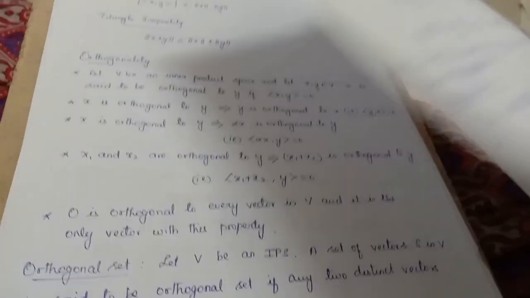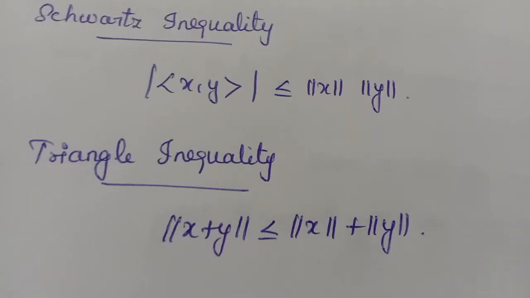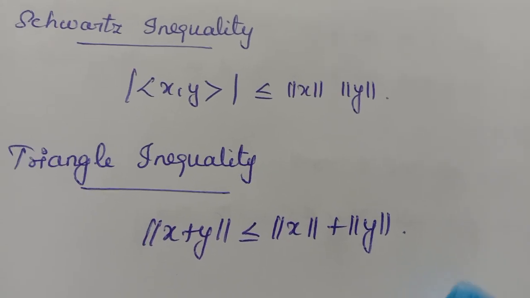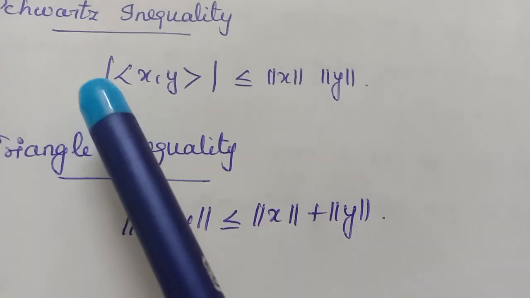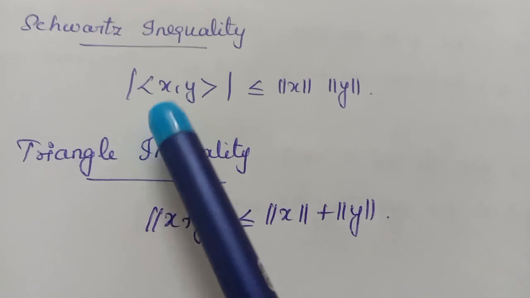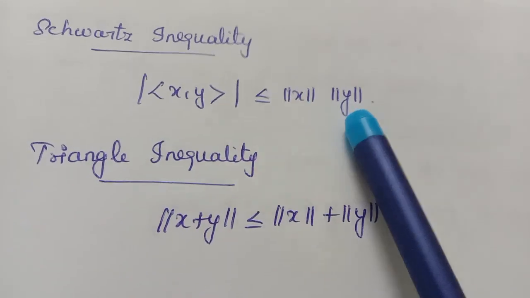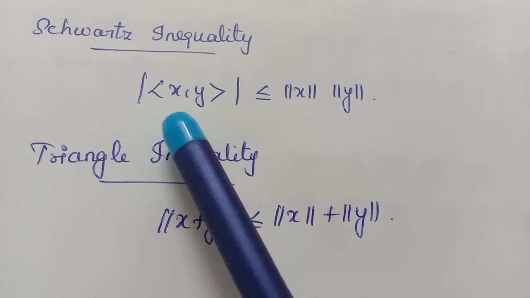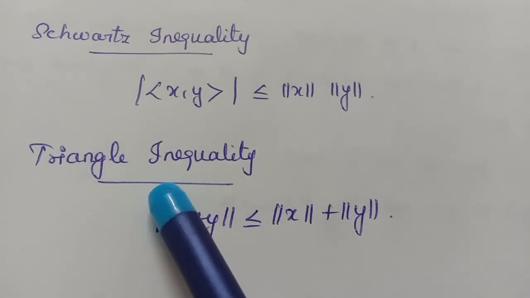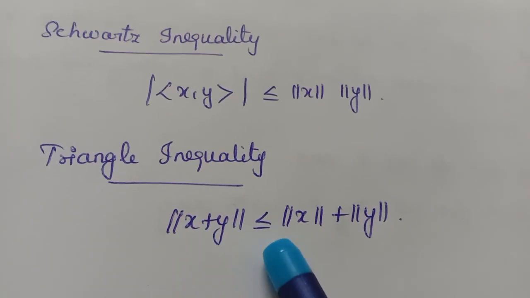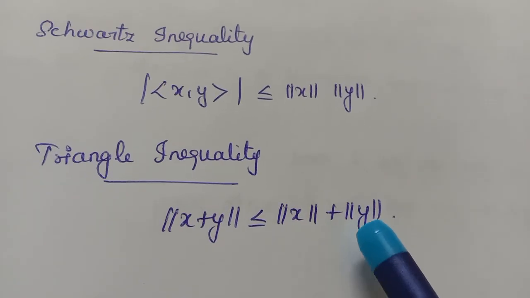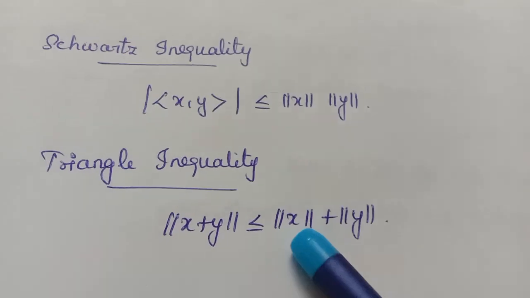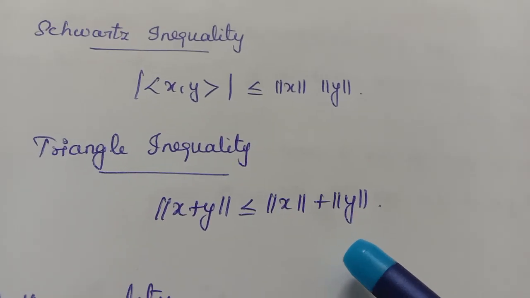Okay, now let's see two important properties. One is the Cauchy-Schwarz inequality, another one is the triangle inequality. The Cauchy-Schwarz inequality says the modulus of the inner product of x, y is less than or equal to norm x into norm y. Okay, right? So the next one is the triangle inequality: norm of x plus y is less than or equal to norm x plus norm y. So these two are important inequalities. With this I wind up.